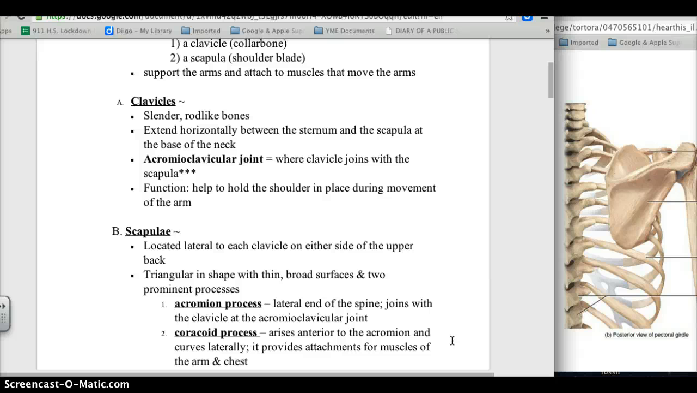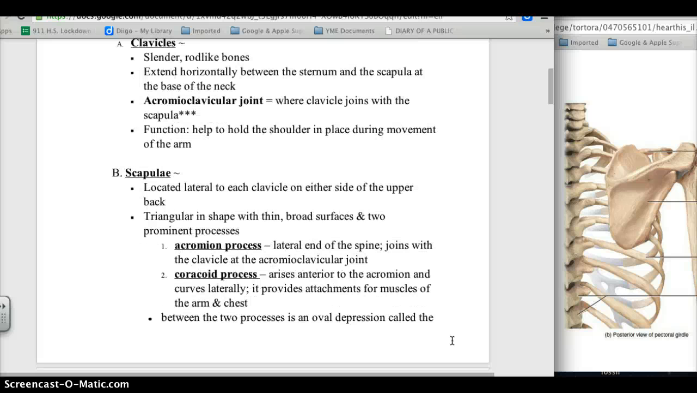All right, moving on to the scapula, the other bone that makes up your pectoral girdle. You can see it off to the right of the screen. They are located lateral to each clavicle on either side of the upper back. So again, lateral means away from the middle. You can see that triangular shape, and then the two prominent processes, as I mentioned before. The acromion process and the coracoid process.